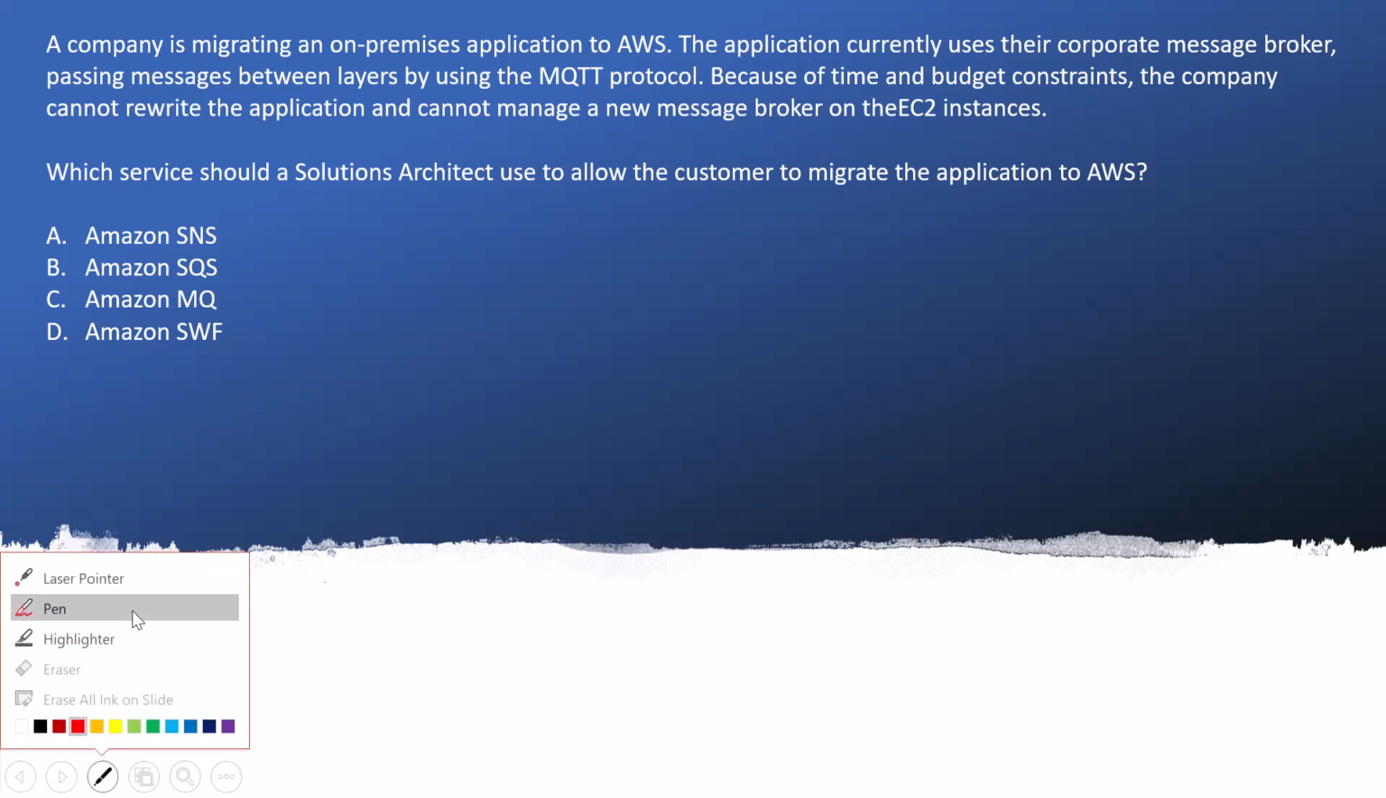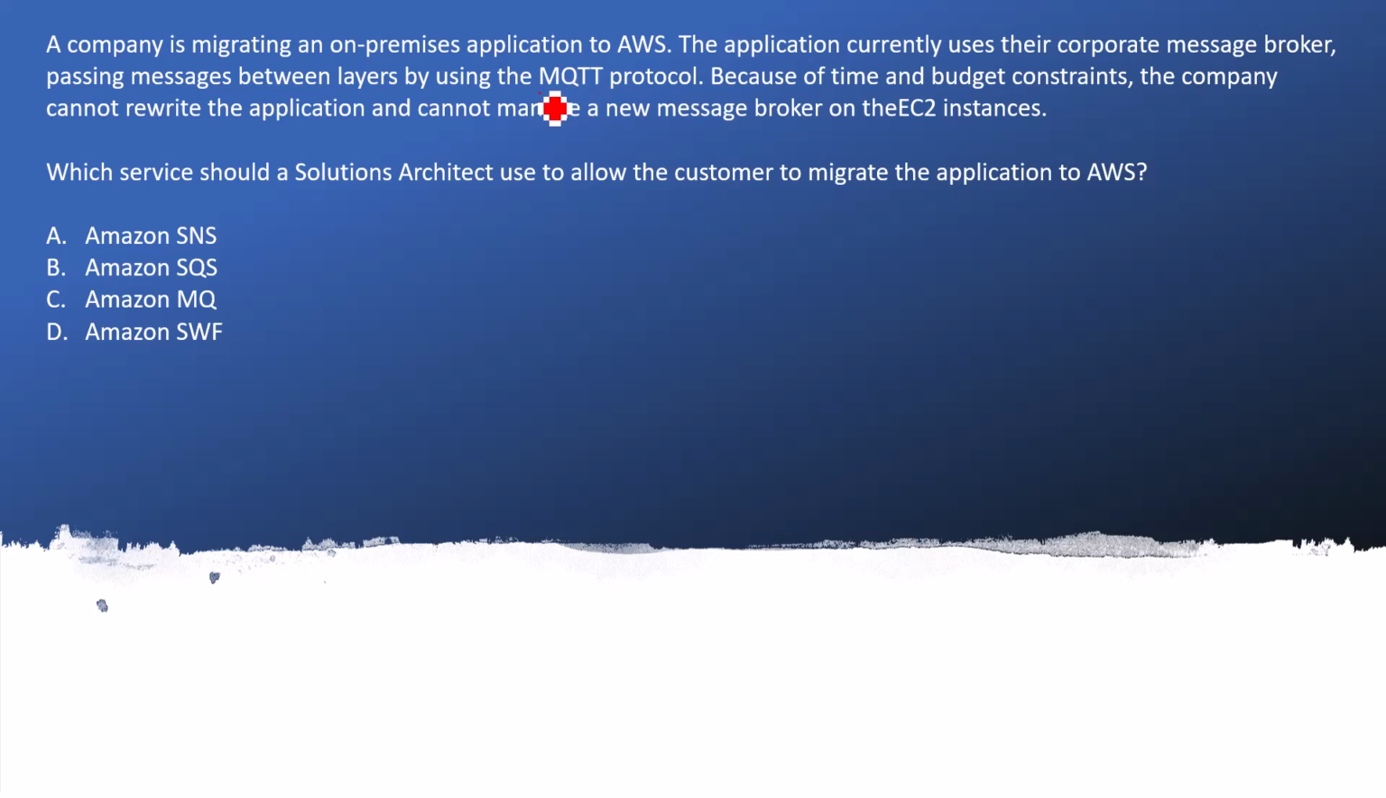So I'm highlighting the hints here. It is based on the MQTT protocol and there is a corporate message broker. MQTT is a lightweight protocol which is useful for messaging queues, and you can utilize a publish-subscribe kind of model with it. It is nothing but data sending over the TCP/IP protocol. Next, because of time and budget constraints, the company cannot rewrite the application and cannot manage a new message broker on an EC2 instance.